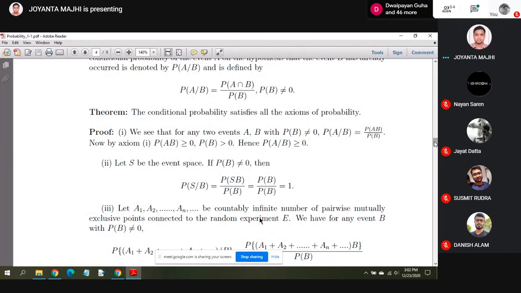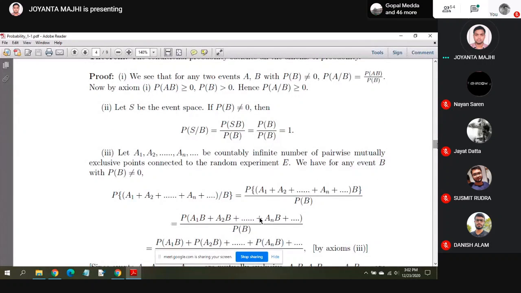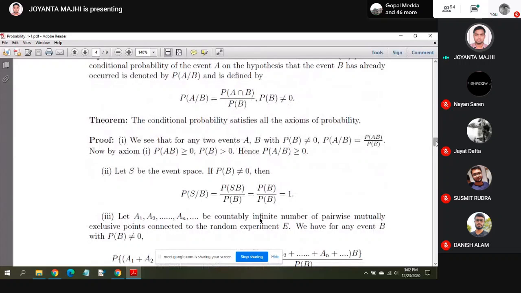The first one is, we know that probability of A by B, that is conditional probability of A when B has already occurred, is equal to probability of A intersection B, or AB, divided by probability of B. As AB is also an event, therefore probability of AB is greater than or equal to 0. This comes from the first axiom of probability. Here it is given that probability of B is greater than 0. This implies that probability of A by B is greater than or equal to 0. This proves the first axiom of probability.